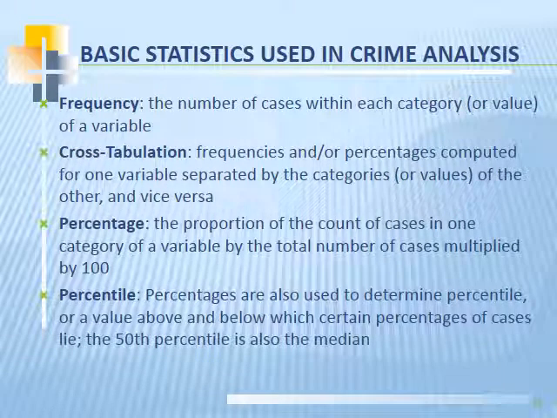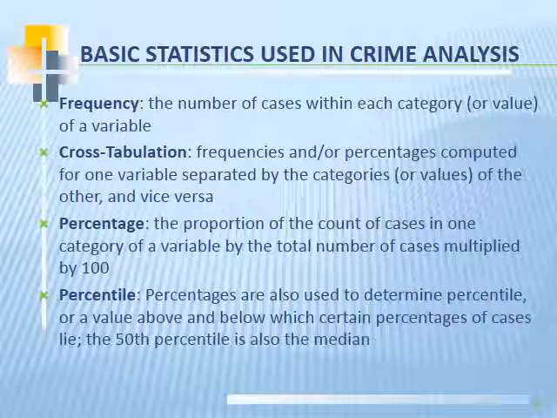The frequency or count is the number of cases within each category or value of a variable. It is the most basic statistic and is used the most often in crime analysis. A cross-tabulation, also called a crosstab, is a way to examine the frequency of cases for two variables at once. The frequencies are computed for one variable separated by the categories or values of the other, and vice versa.